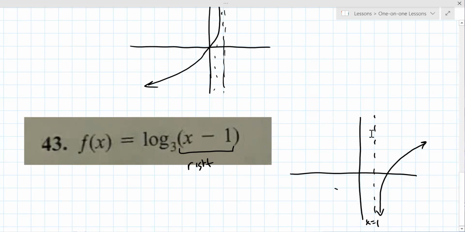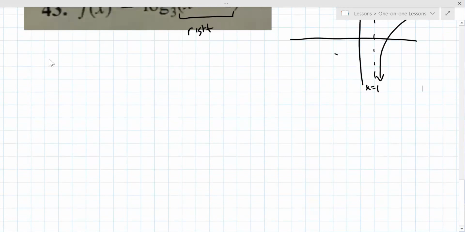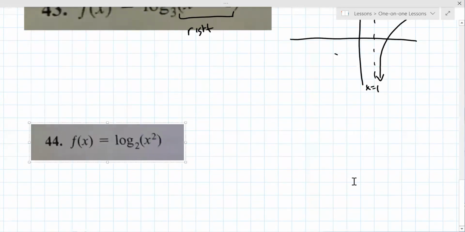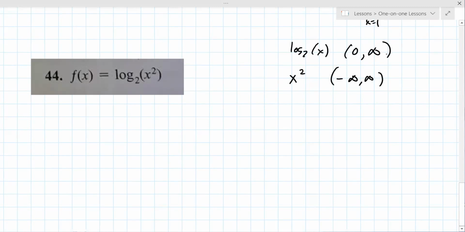On to 44. So this is a pretty advanced one because it requires you to understand the domain of this, which I have not emphasized at all. The domain of x squared is obviously minus infinity to infinity. The domain of log base 2 of x is only from 0 to infinity. The point is that if you try to put a negative number in here, when you square it, you get a positive number, which is good, right?